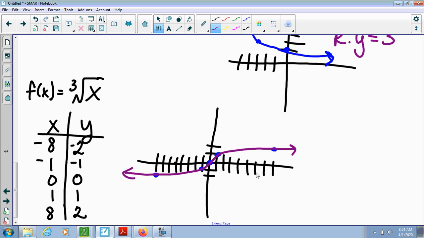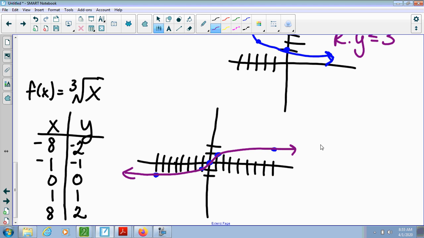Cubed root transformations are exactly the same. We just move our center point. So that's what we would move, and then we would do our pattern for our cubed root graph, which our pattern is 1, 1, and then 8, 2.